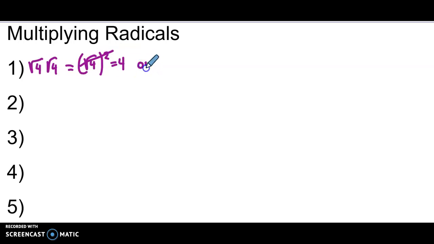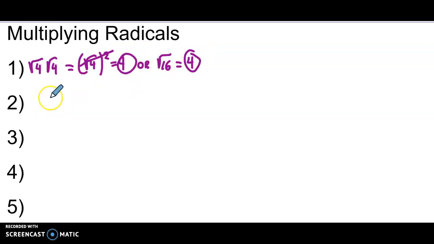Or, another way to think about this, because they're both like terms, they're both under radicals, I'm allowed to put them together. 4 times 4 is 16. I'm allowed to do that because they're both under square root. So the square root of 16 is really 4. So no matter how you do it, your answer would be 4.